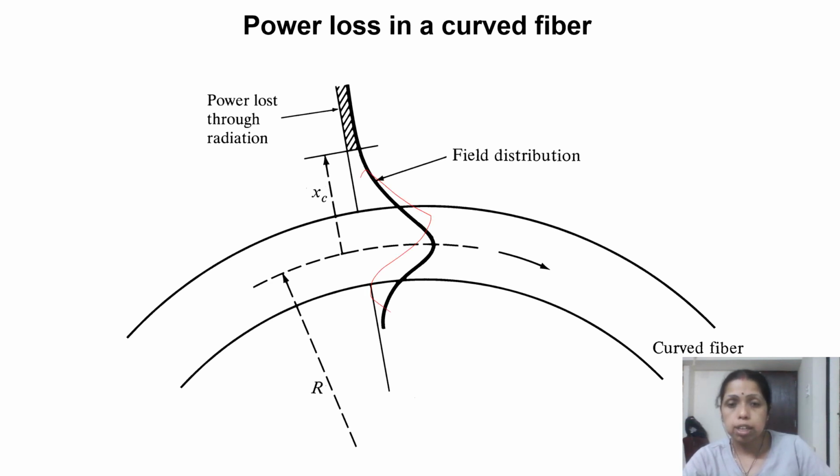If a bend is there, that point is bent, so it is a curved fiber. Bending happens at that point. So what happened? The power is not confined into the core. The electric field is distributed inside the clad also. So there is a loss in the fiber. At this point, there is a loss in the fiber.